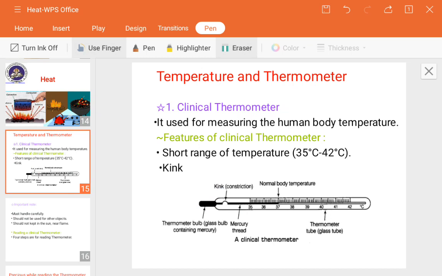So what is the role of a kink? It prevents the backflow of mercury into the thermometer bulb when the thermometer is removed from the mouth of the patient. This kink prevents the mercury level in the thermometer tube from falling on its own. Due to this, we can read the correct body temperature of the patient even after removing the thermometer from the mouth. So with the help of a kink, if it works properly, we can measure the body temperature of a patient even after removing it from their mouth.